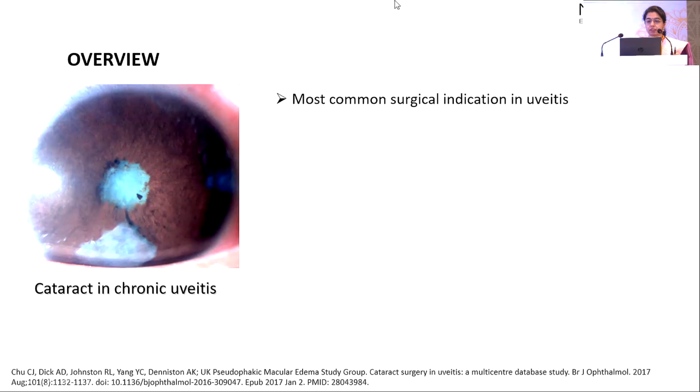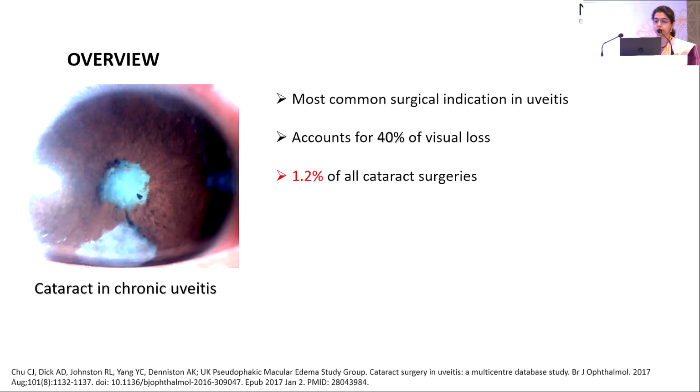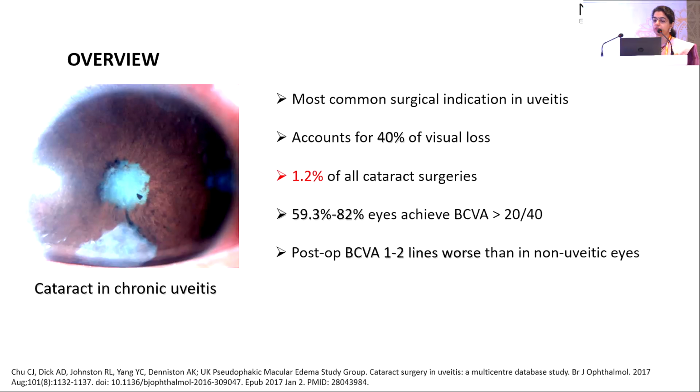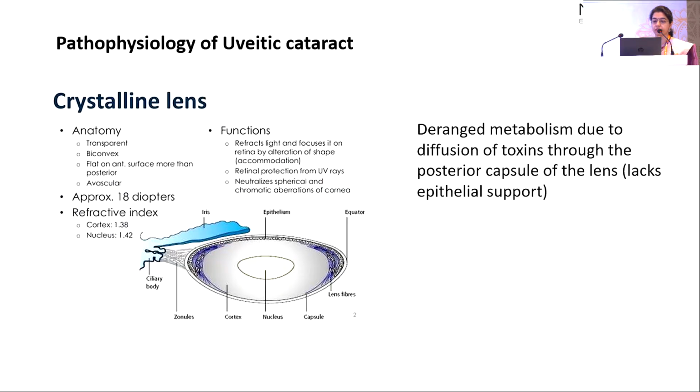So cataract is the most common surgical indication in uveitis. It accounts for 40% of visual loss. 1.2% of all cataract surgeries are uveitic cataracts. About 60 to 80% achieve a best corrected vision of better than 20/40. However, the post-op best corrected vision is 1 to 2 lines worse than non-uveitic eyes.